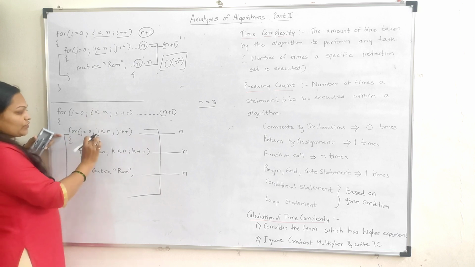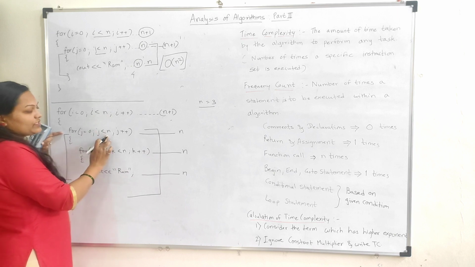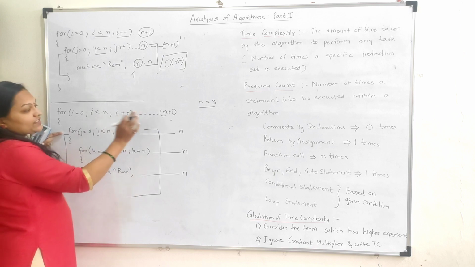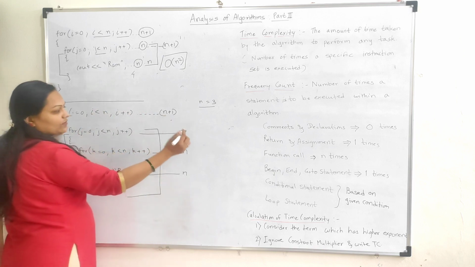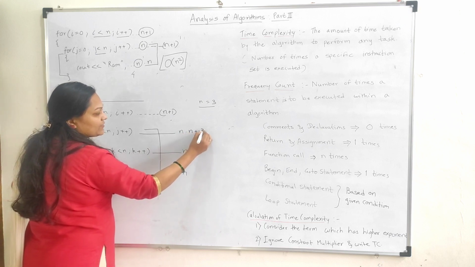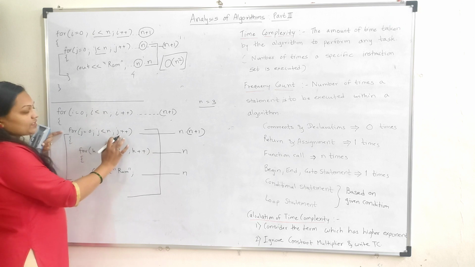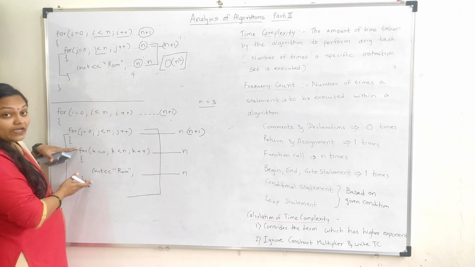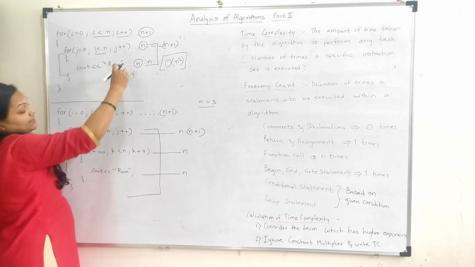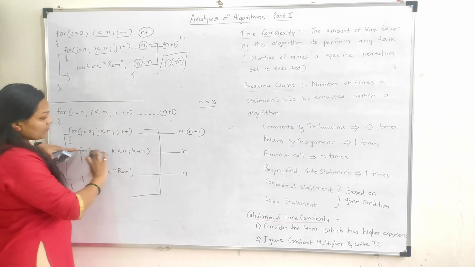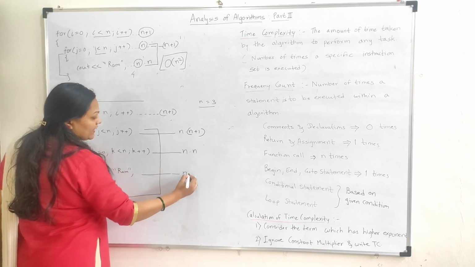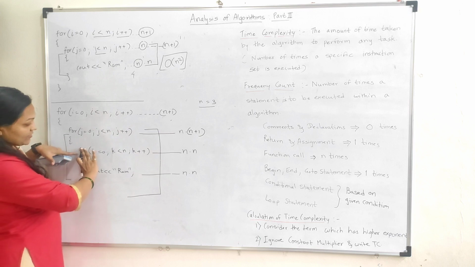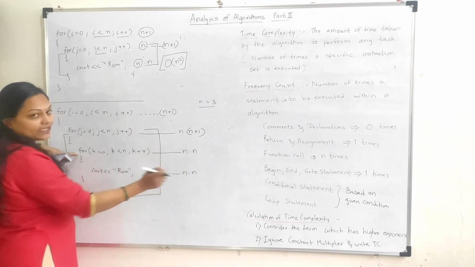Now consider this for loop. What is the condition here? j is equal to 0, j is less than n, j plus plus. How many times will this condition execute? It will execute n plus 1 times, so you need to multiply here n plus 1 times. Whatever the statement inside this for loop, that will also execute n times. So you can write down here n. By considering only this for loop, whatever statement is written inside it will execute n times.